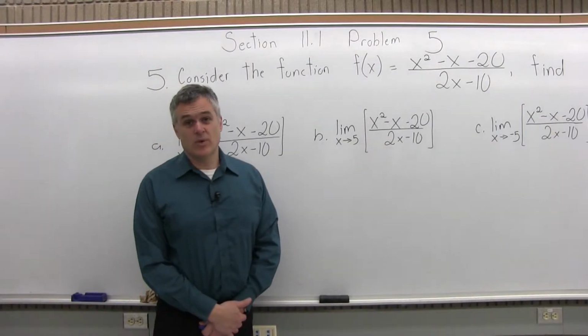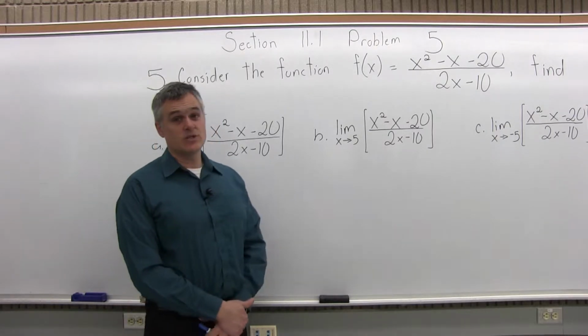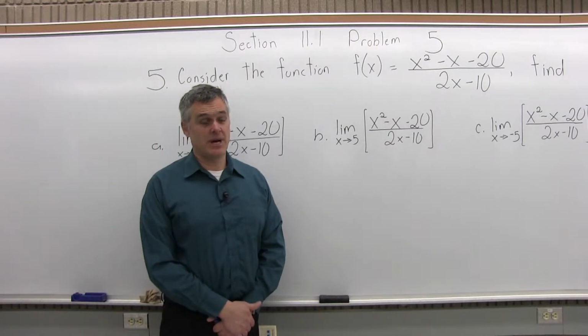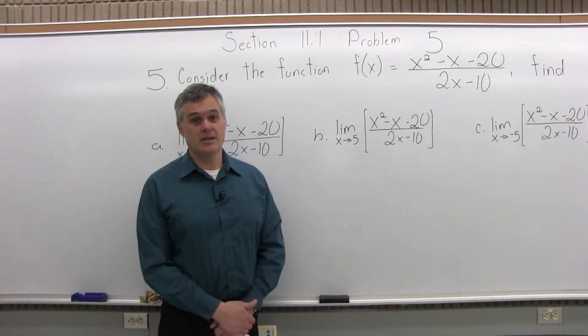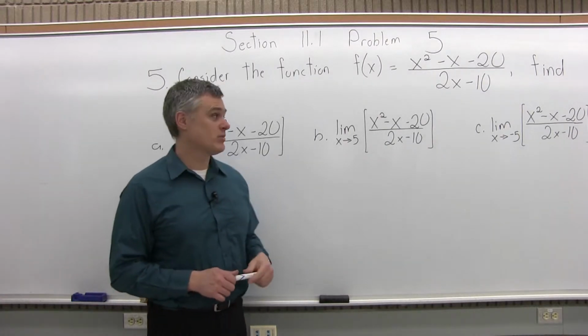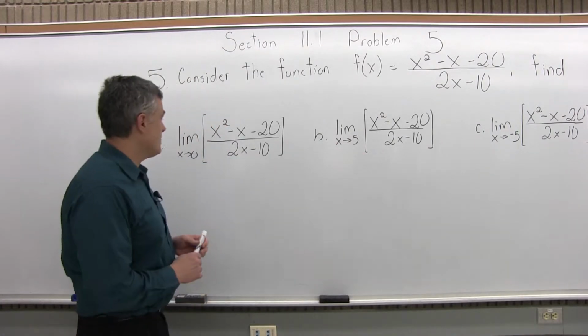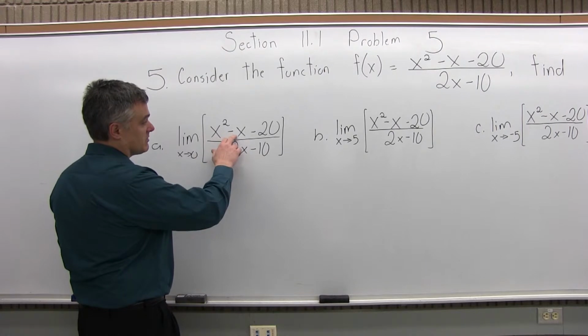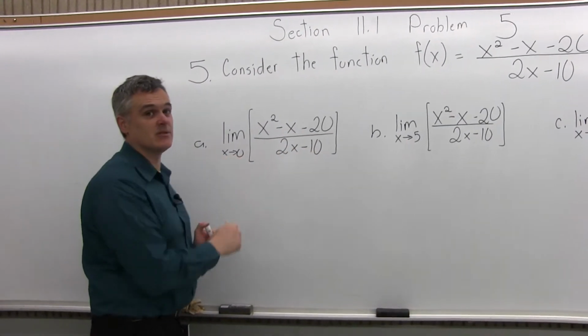This is Section 11.1, Problem number 5. It says, consider the function x squared minus x minus 20 over 2x minus 10, and then take the limit as the input value approaches a couple of different things, parts A, B, C. So in part A, you want to take the limit of that function, x squared minus x minus 20 over 2x minus 10, as the input approaches 0.